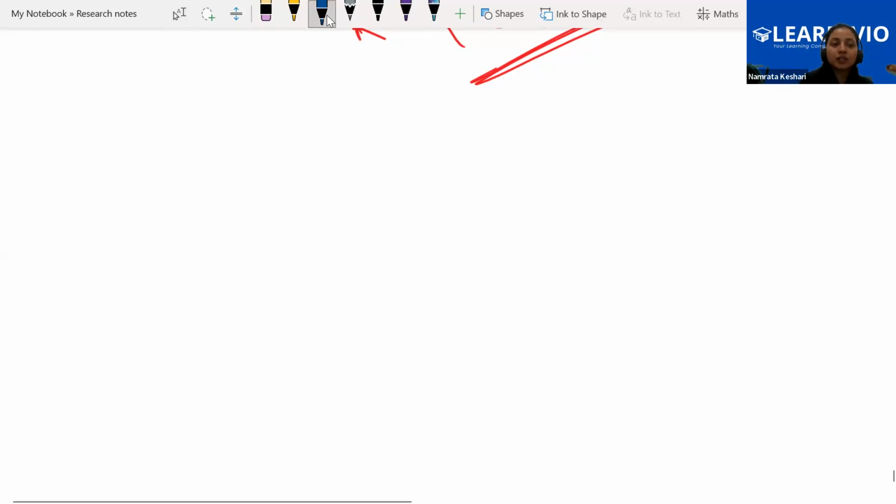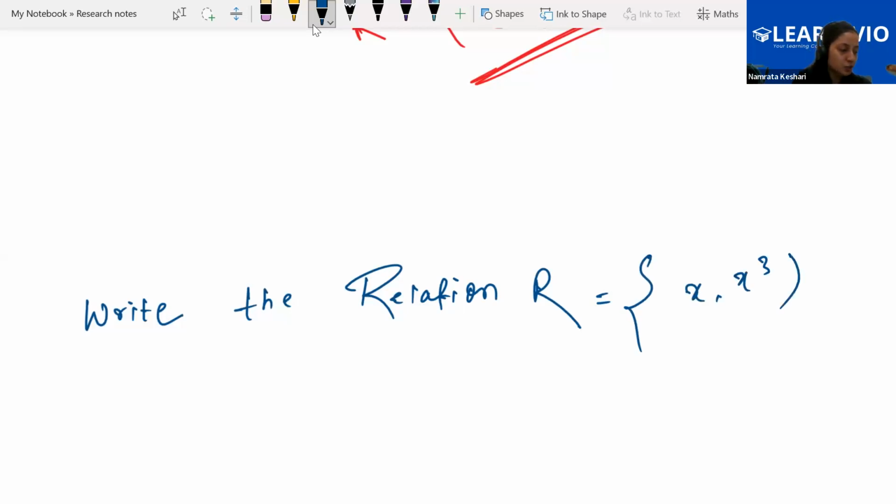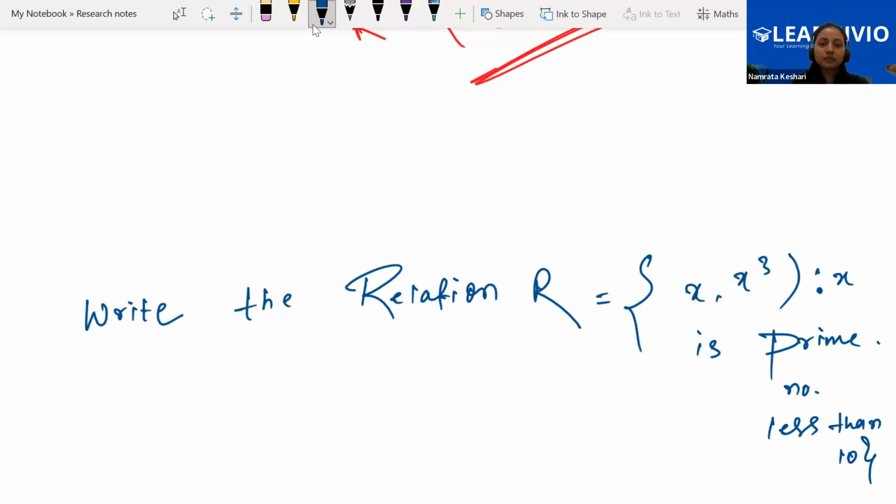You will find that you are able to do all the questions from this exercise, right? The relation R is equal to, okay, one concept is there. Let's do this one, then we are coming to that. R is equal to {x cube such that x is a prime number less than 10}. We have to write it in roster form.